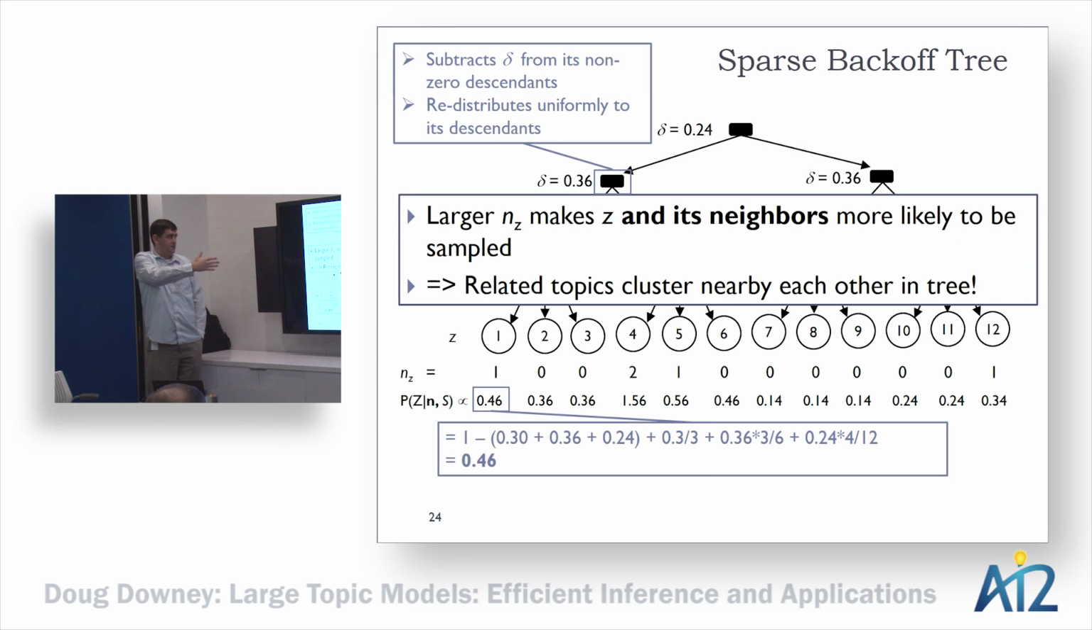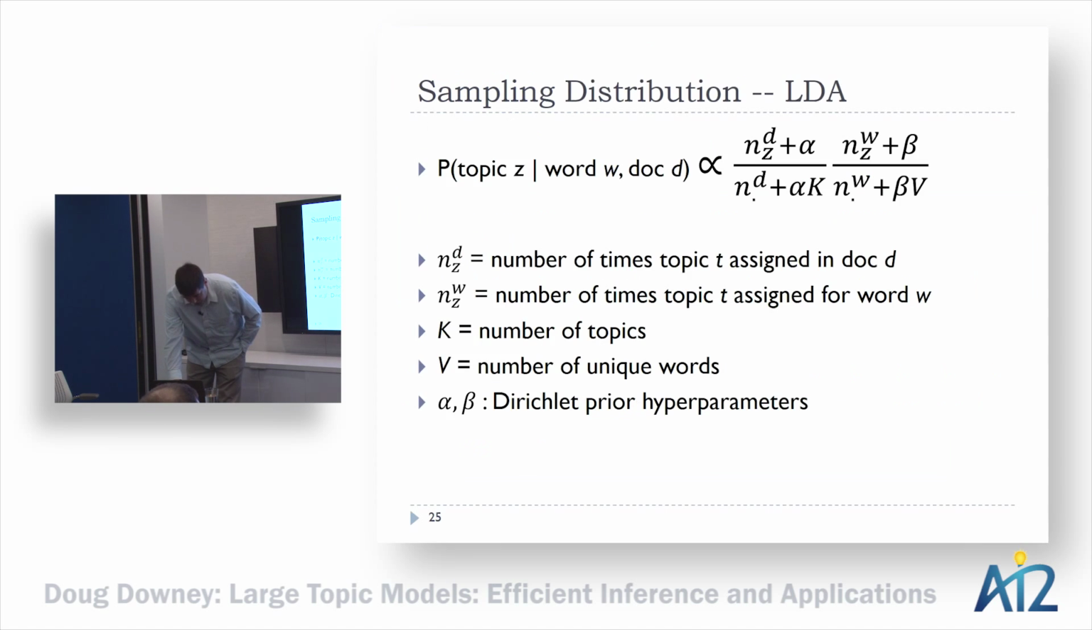So as a result of all this, if you get a larger NZ, that's going to make not just that particular topic more likely, but also its neighbors. And if you do a bunch of sampling over this kind of structure, you're going to end up with related topics clustering together in the tree. Because if 5 occurs in a document, other topics that also occur in that document are going to gravitate towards topics 4 and 6. And if you iterate this process, you'll end up with a hierarchical organization of topics.